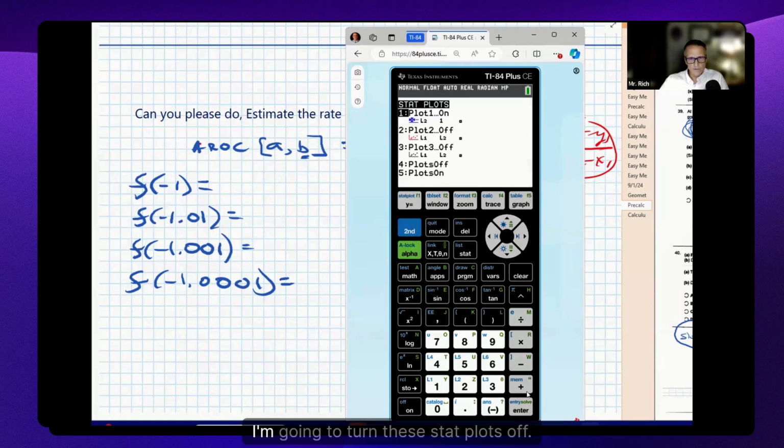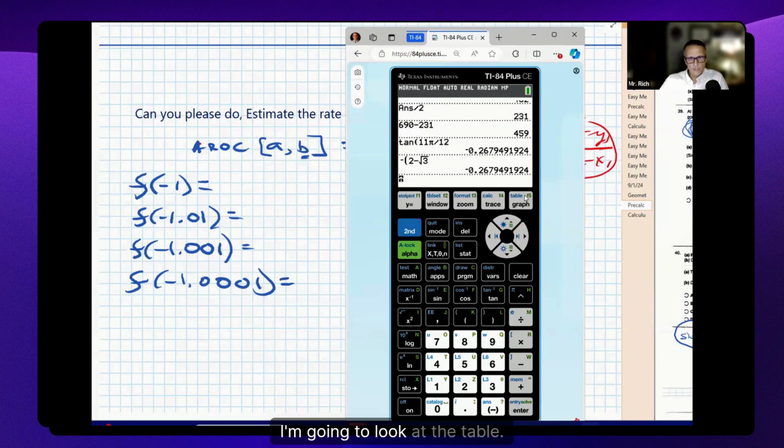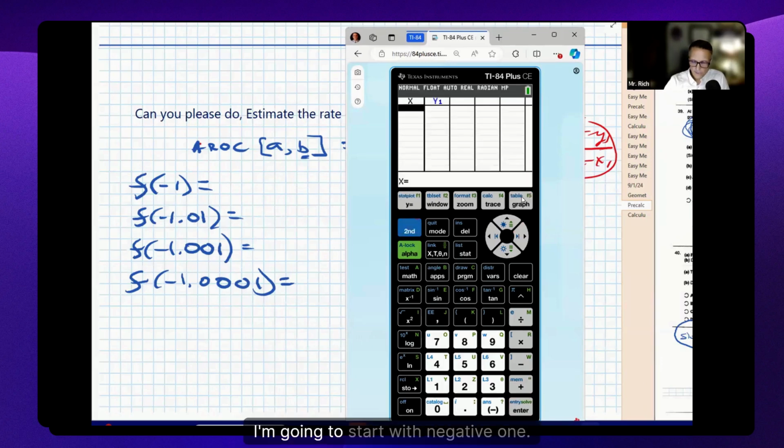Sorry, let me turn these stat plots off. Let's get rid of that. I'm going to look at the table. There it is. I'm going to start with -1. The answer is 2.